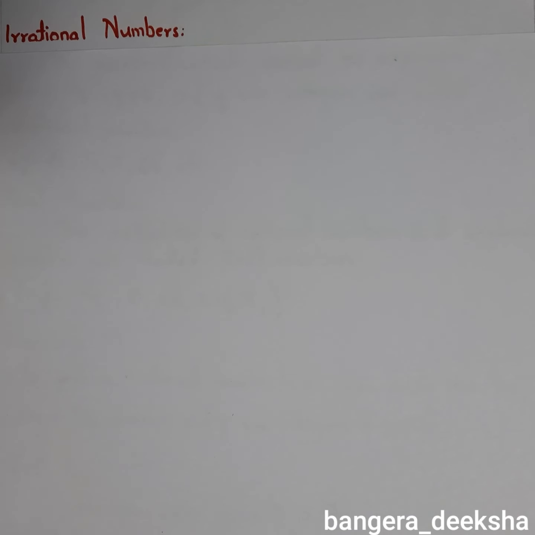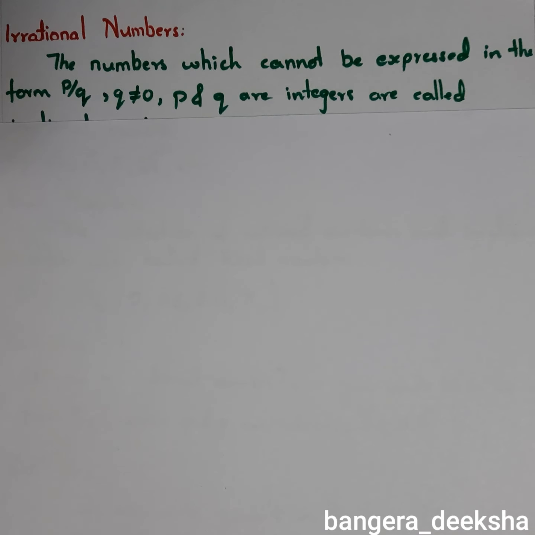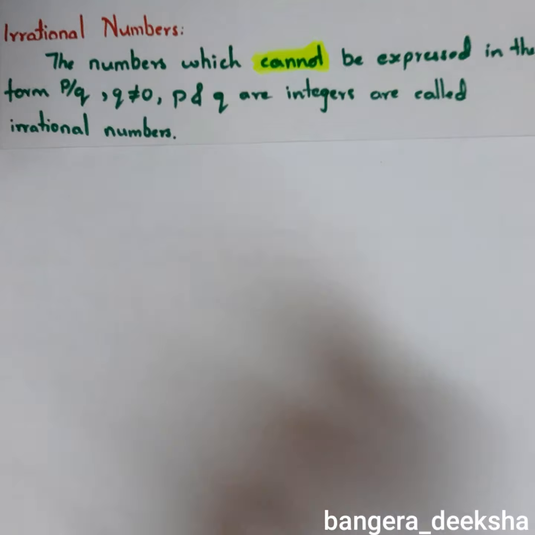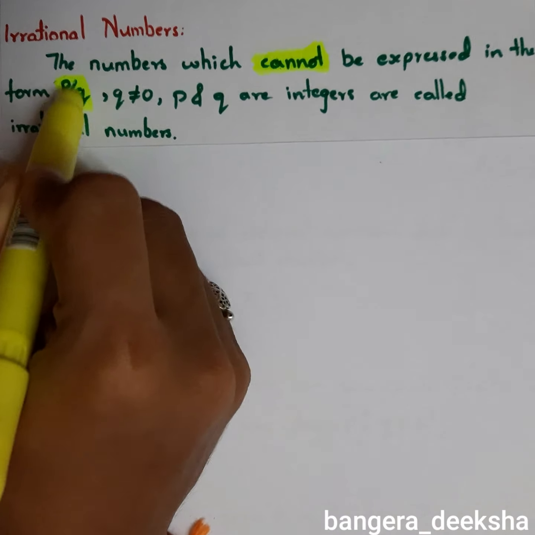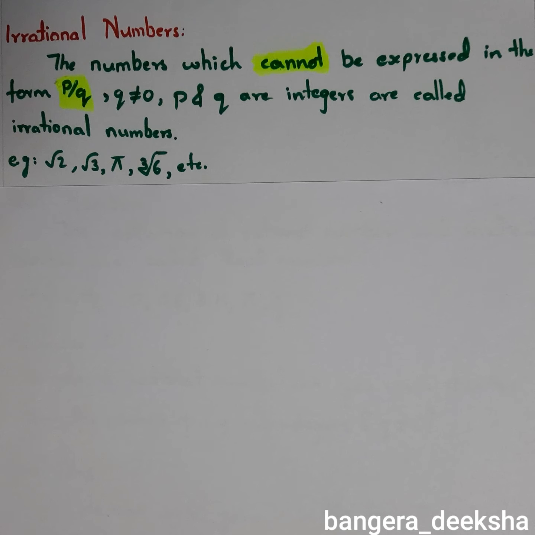The next set of numbers is irrational numbers. We learned regarding rational numbers, whereas irrational numbers are the numbers which cannot be represented or expressed in the form of p by q. We had the condition there, p by q, but here irrational numbers cannot be expressed in the form of p by q. The numbers such as root 2, root 3, pi, cube root of 6 or any kind of prime roots are irrational numbers.